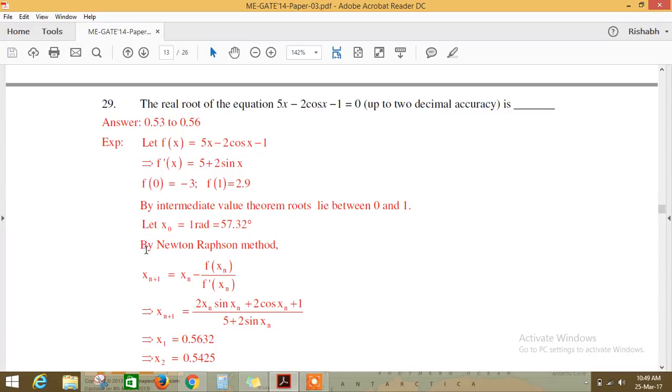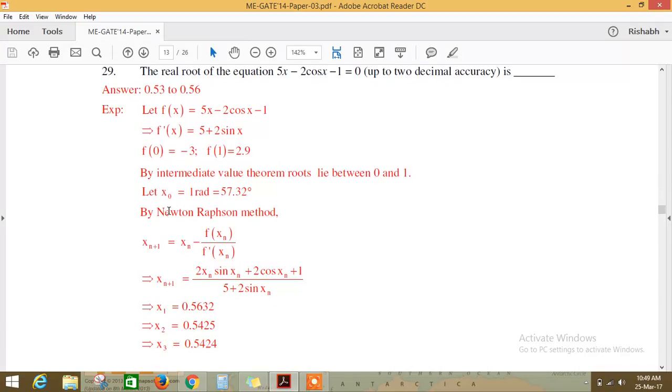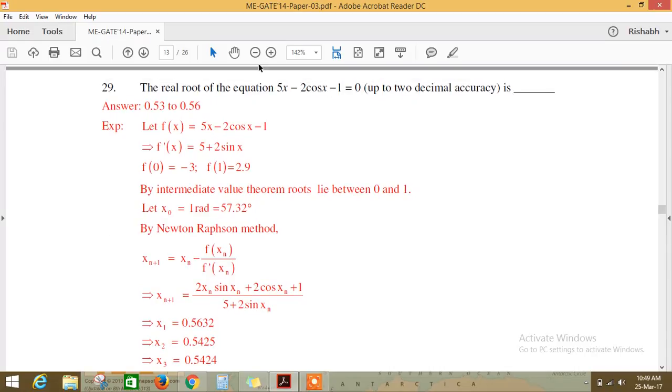By using Newton-Raphson, you should know this formula, and the function is f(x) minus 2 cos x minus 1. Let x naught equal 1 radian. Why 1 radian? Since the value lies between 0 and 1. This is the Newton-Raphson formula, so x(n+1), if you substitute f of xn and f dash of xn, you will get this expression.